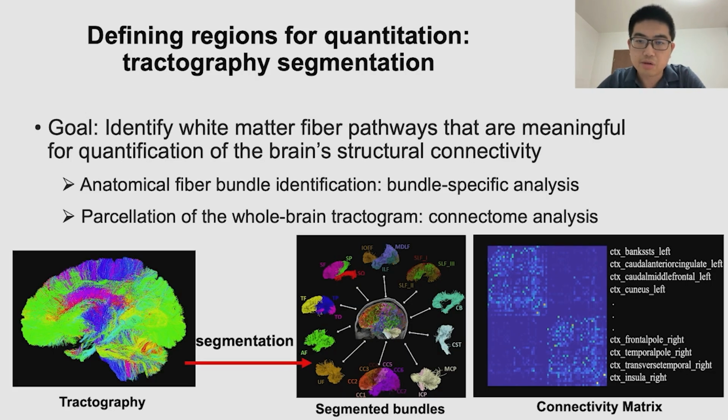First, the goal of tractography segmentation is to identify white matter fiber bundles that are meaningful for quantification of the brain structural connectivity. And in general, tractography segmentation methods can be grouped into two categories. One is bundle-specific analysis, that is usually hypothesis-driven and studies certain anatomical fiber pathways. And the other is connectome-based analysis, that is more data-driven and studies the whole brain structural connectivity between different brain regions across the entire brain.